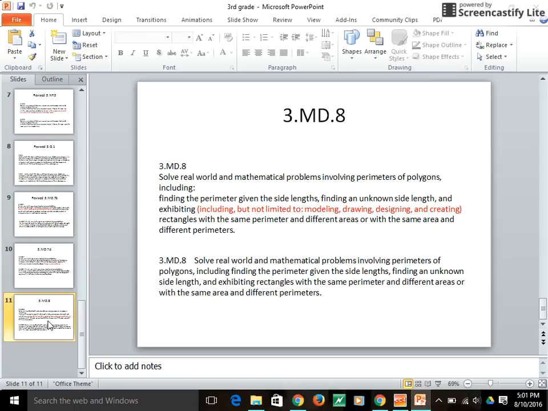And then 3MD8, this is the same standard, but this one just gives you some suggestions for finding the perimeter. So modeling, drawing, designing, creating. You're definitely not limited to this, but when people ask for strategies involved with the perimeter of different polygons, then this just gives you an idea of the direction to go. So that was just in response to some of the feedback on this standard.